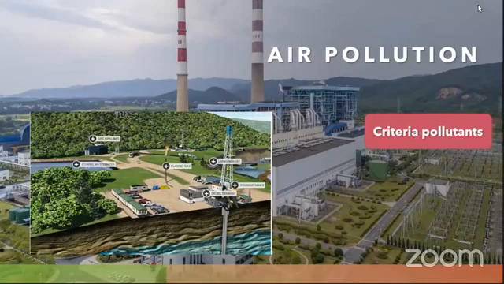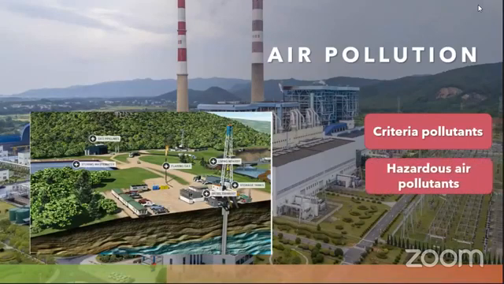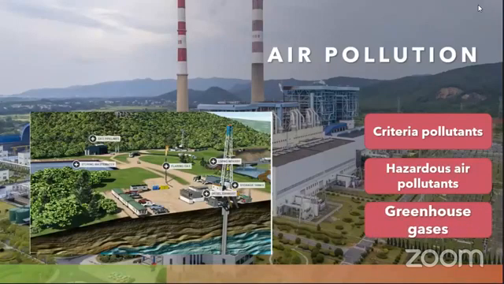The first category is criteria pollutants, which are common and found throughout the United States, such as nitrogen dioxide, carbon monoxide, and particulate matter. Secondly, hazardous air pollutants or air toxics such as formaldehyde and volatile organic compounds, for example, benzene, toluene, ethylbenzene, and xylene. And finally, greenhouse gases such as carbon dioxide and methane.